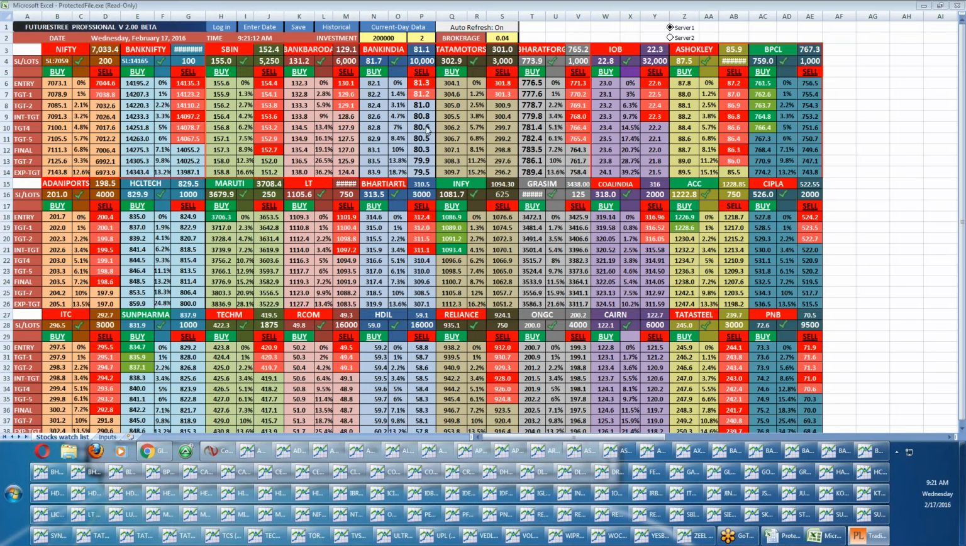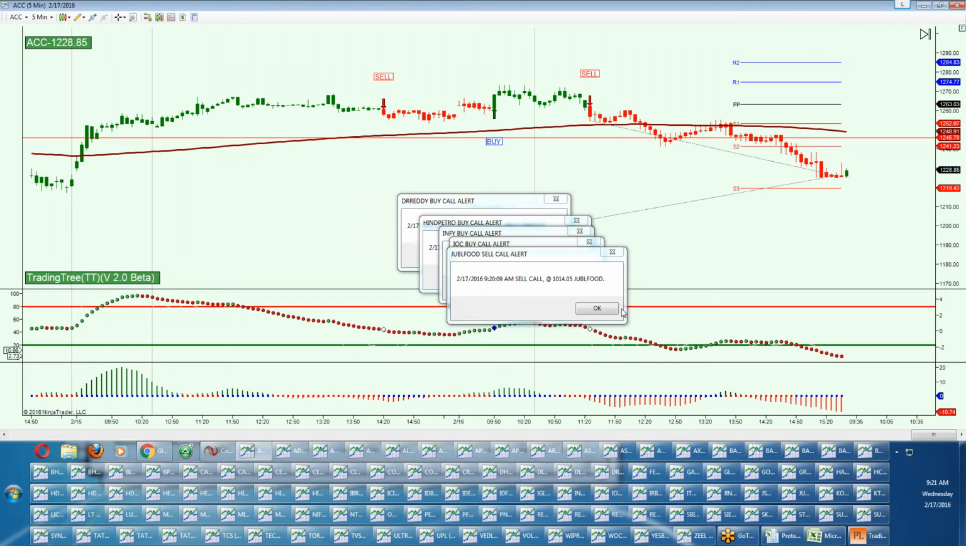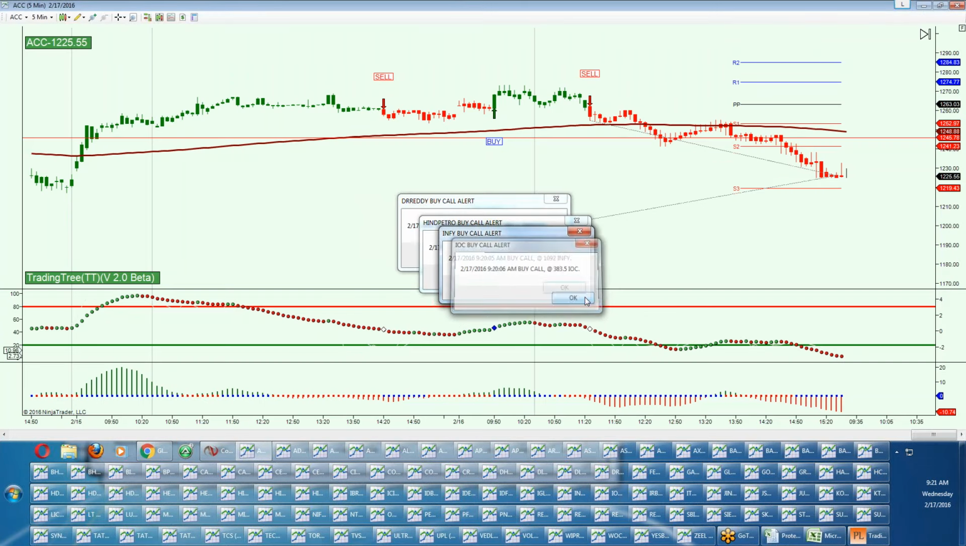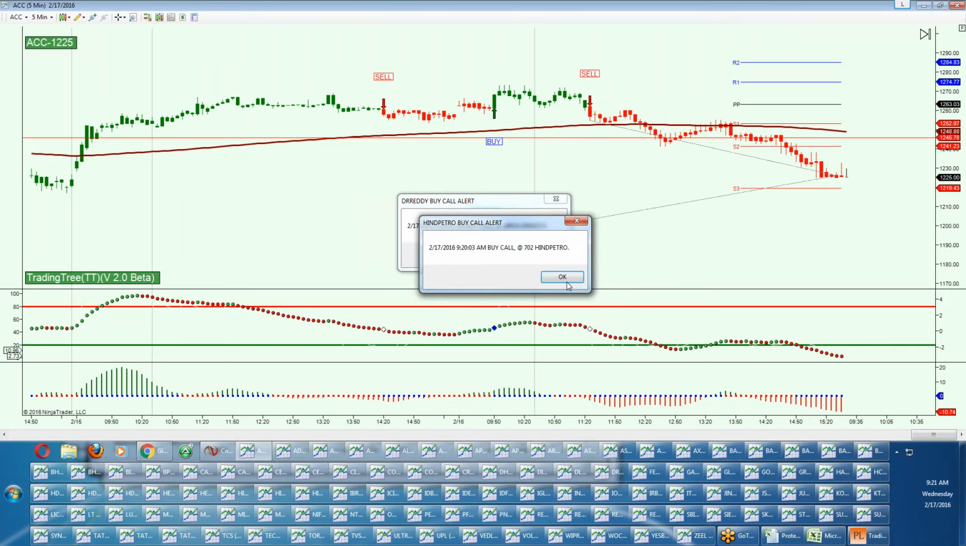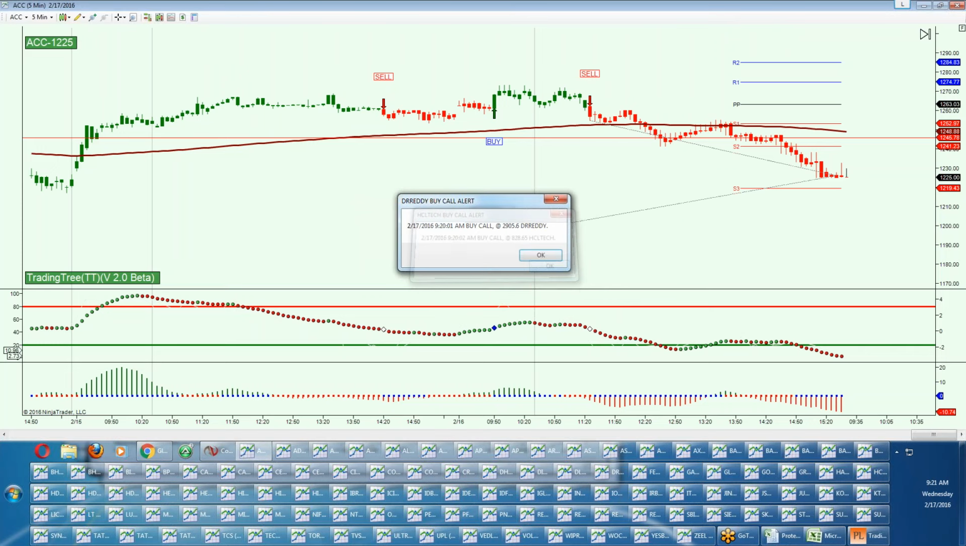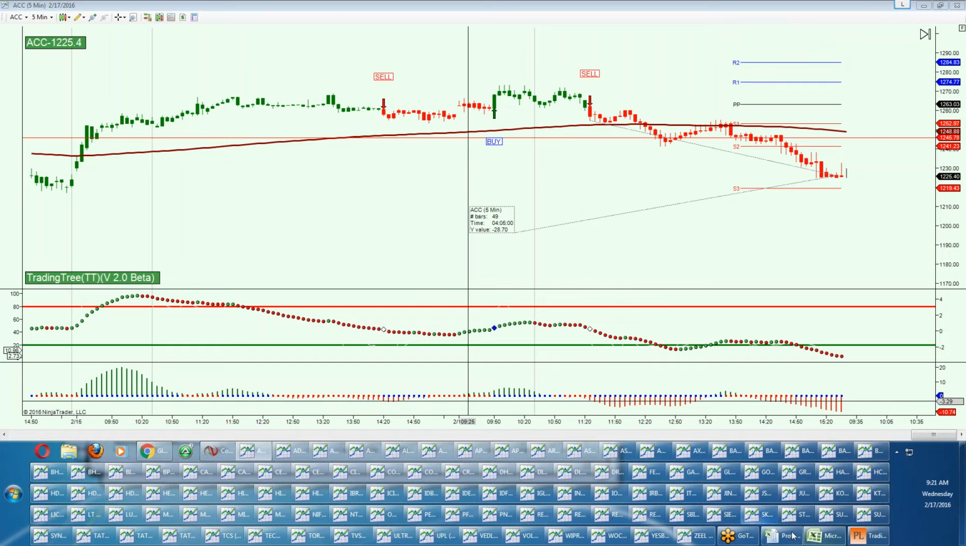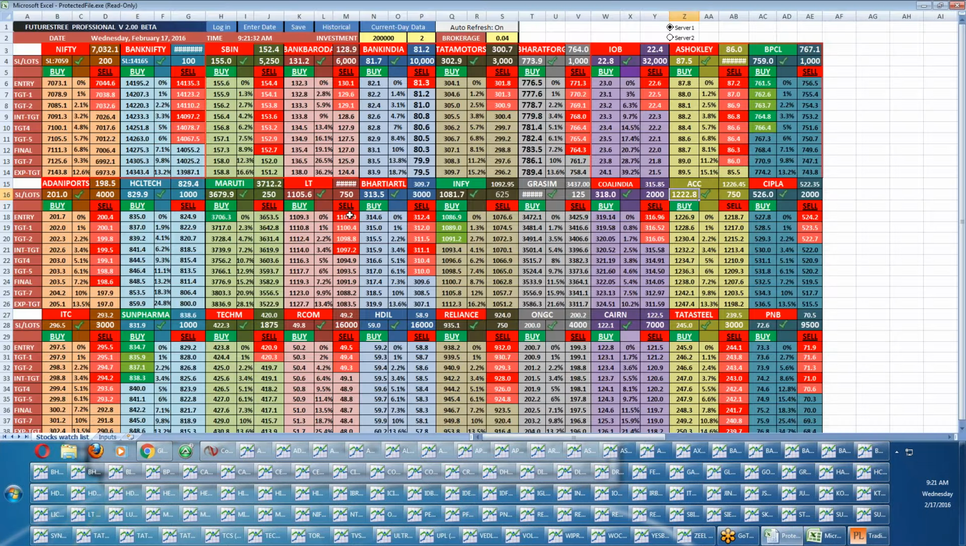So Bank of India is 81.30. That is an entry. Maruti, we have a buy. Jubilant Food, IOC, we have a buy. Infi, we have a buy. Hind Petro, we have a buy. HCL and Dr. Reddy. So let me change some scripts. Bharat Forge was a gap up open. Sorry, gap down open.